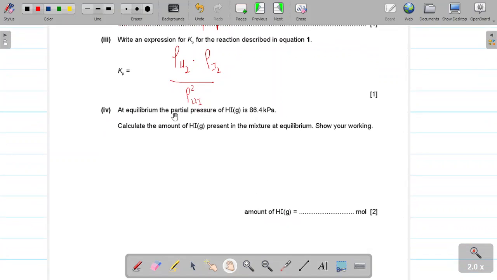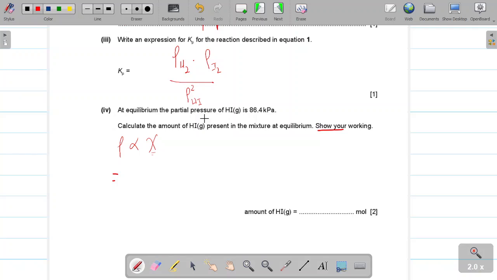Now the question says at equilibrium the partial pressure of hydrogen iodide is 86.4 kilopascals. Calculate the amount of hydrogen iodide gas present in the mixture at equilibrium. Show your working. So to approach this question, what you need to remember is that partial pressure is proportional to mole fraction. And we can signify mole fraction with chi. Chi is also used to signify electronegativity, but it could also be used to signify mole fraction here.